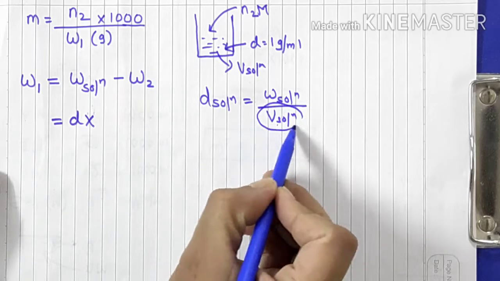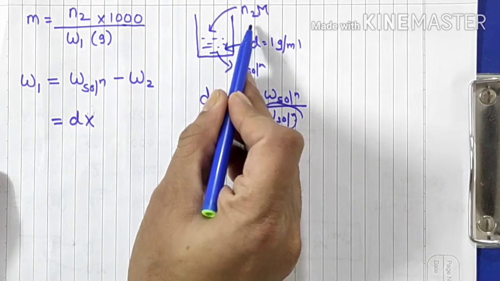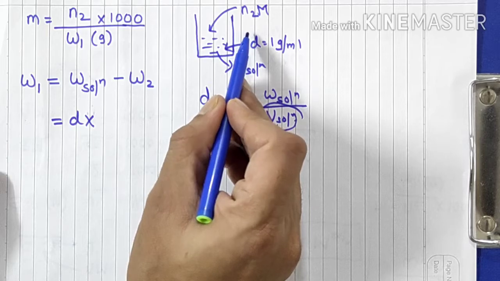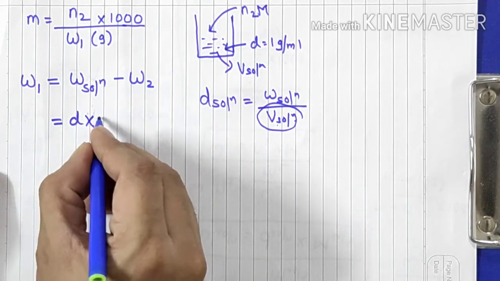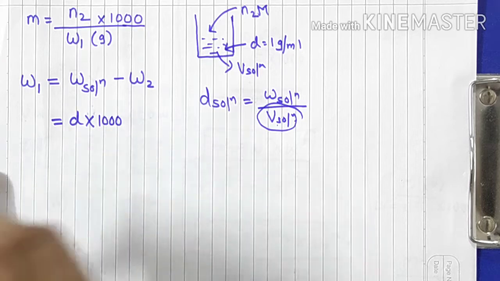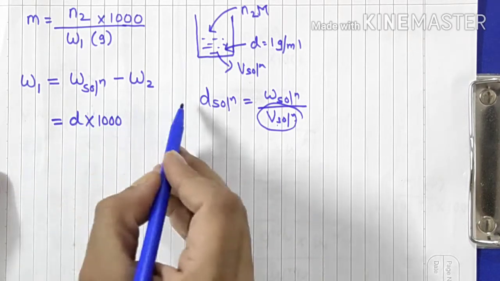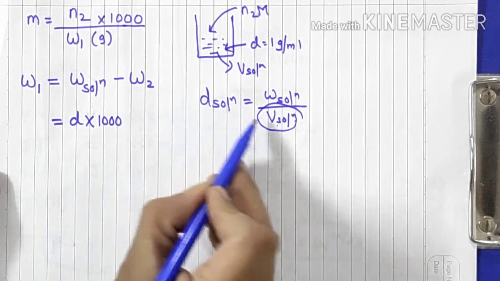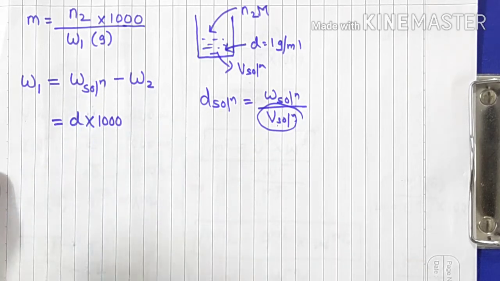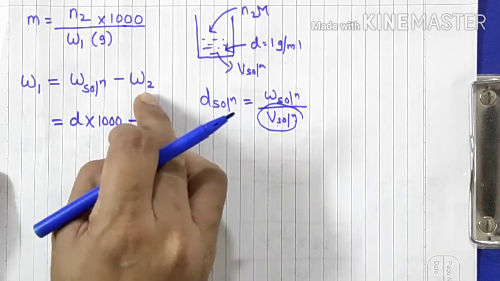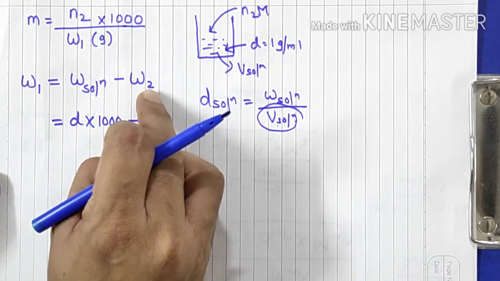Now what is the volume of the solution? Since it is given in molarity, volume is 1 liter, that means it is 1000 ml. So here I can write 1000, right? So weight of solution is density into volume, density into 1000. This is the weight of solution. Now what I need is the weight of solute.